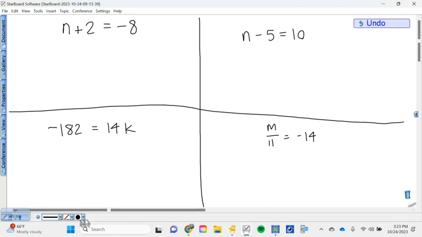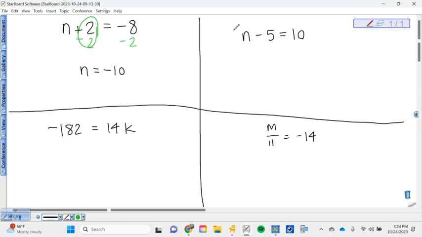Okay, so let's look at this one up here. Do I need to move a factor away from n, or a term away from n? Yeah, I need to move this term. I need to move the 2. How do I get rid of this 2? I got to subtract 2 because that's going to get me to 0 over here. But if I subtracted 2 over here, I got to subtract 2 over here as well. So now I have n all by itself. n equals -8 minus 2, which is what? -10. Good. What about in the next one?